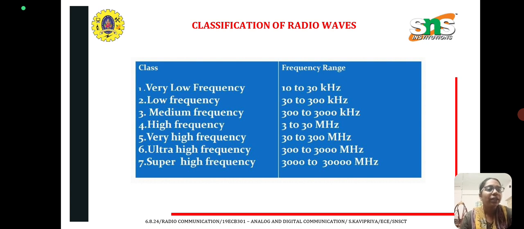Next is the classification of radio waves. Radio waves are classified into very low, low, medium, high, very high, ultra high and super high frequency. Very low frequency ranges between 10 to 30 kilohertz. Low frequency is 30 to 300 kilohertz. Medium frequency lies between 300 to 3000 kilohertz. High frequency is 3 to 30 megahertz. Very high frequency is 30 to 300 megahertz. Ultra high frequency is 300 to 3000 megahertz. Super high frequency is 3000 to 30,000 megahertz.